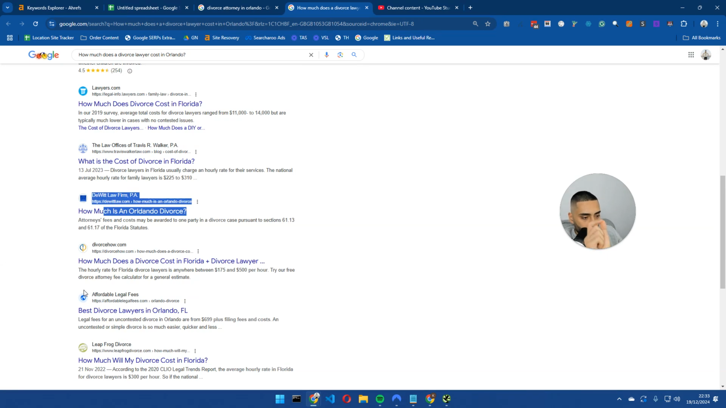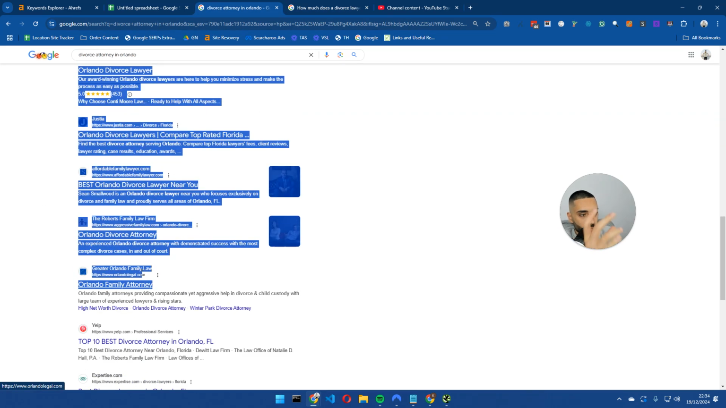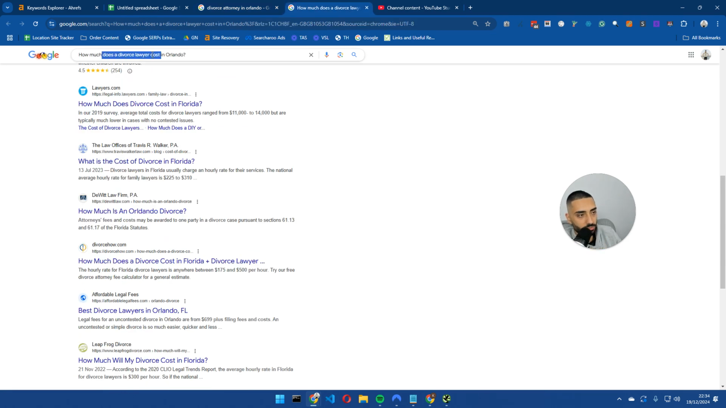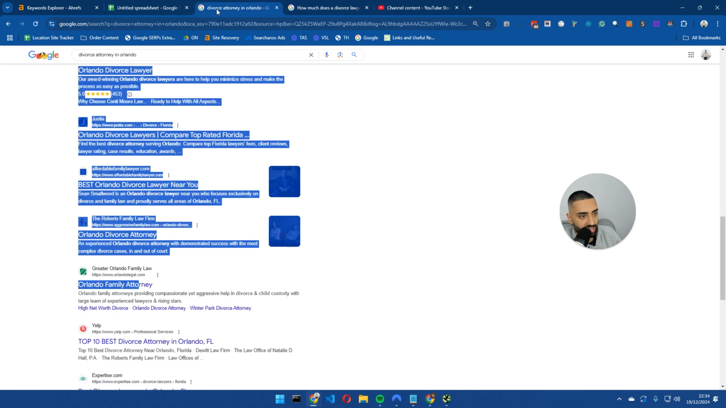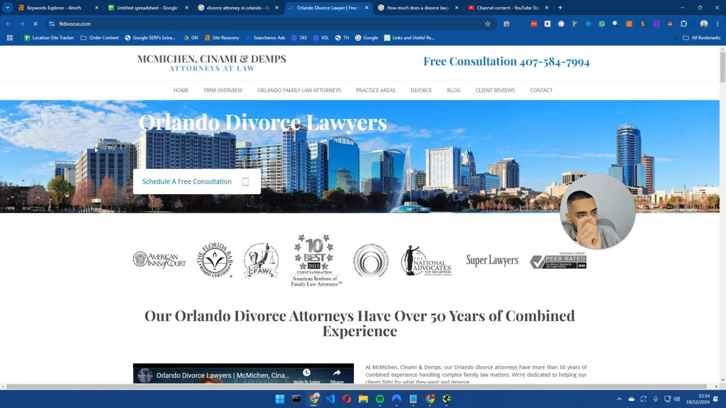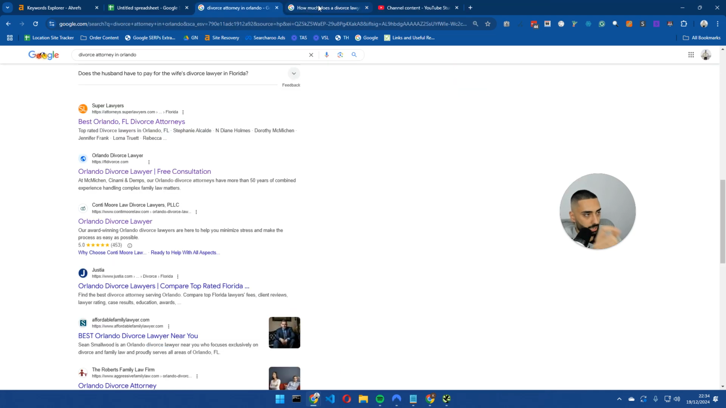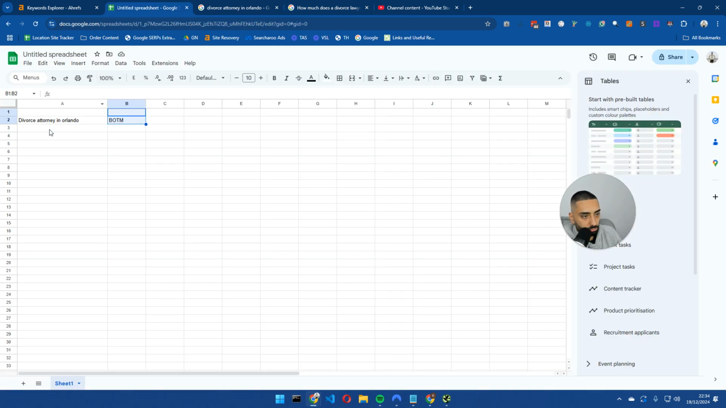Now, the times where I wouldn't create its own page is if all of these results, or a majority of these results, were also ranking for this keyword. That would tell me that instead of having a dedicated page for how much does a divorce lawyer cost in Orlando, I would just have that as an H2 or a question on this actual service page. So in this case, I'm actually going to create a page for how much does a divorce cost, and this is more middle of the funnel.